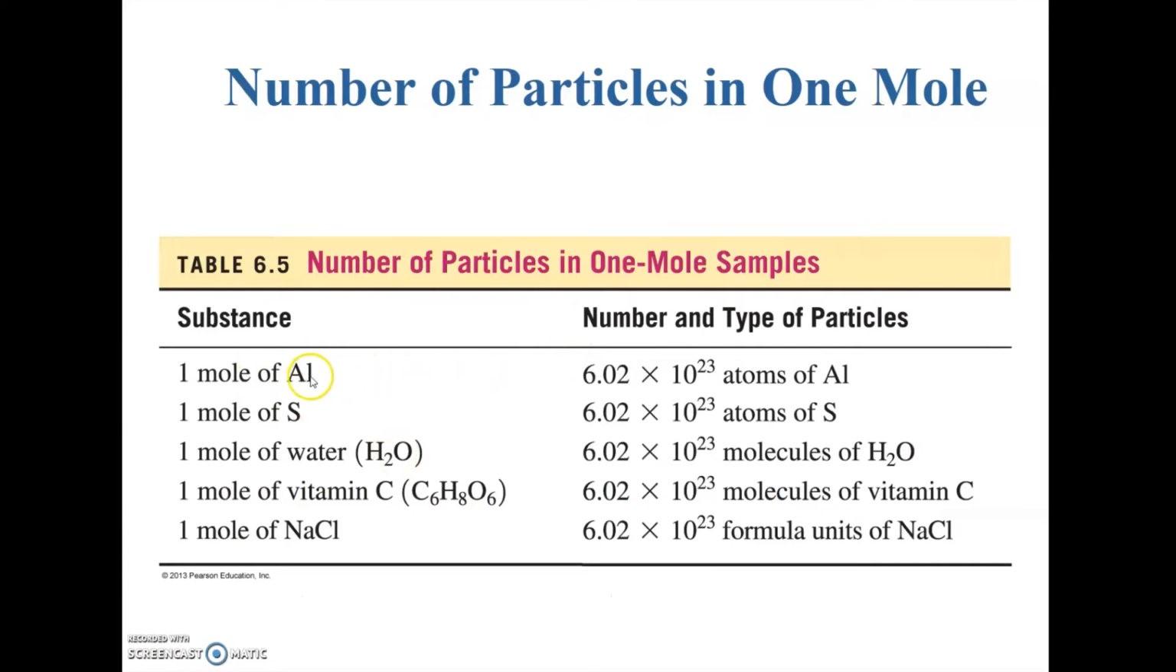As you see in this table, aluminum is an element, so 1 mole of aluminum will contain Avogadro's number of aluminum atoms. 1 mole of sulfur, which is an element, contains Avogadro's number of sulfur atoms. 1 mole of water, which is a molecular compound, contains 6.02 times 10 to the power of 23 molecules of water. 1 mole of vitamin C, which is a molecular substance, contains 6.02 times 10 to the power of 23 molecules of vitamin C. 1 mole of sodium chloride, which is an ionic substance, contains Avogadro's number, 6.02 times 10 to the power of 23 formula units of sodium chloride.